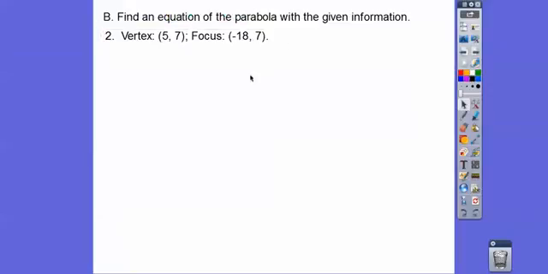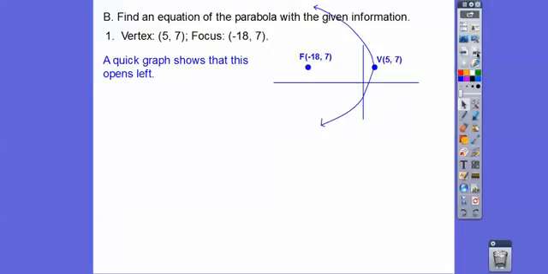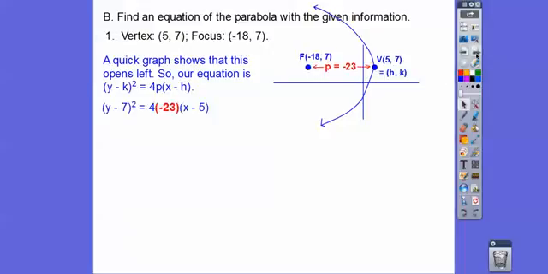Okay, so the vertex is at 5, 7, so over 5, up 7. The focus is at -18, 7. I just drew a real quick rough sketch of that, you guys. So there it is right there. So that tells me it's opening to the left, which means y is being squared and p is negative, okay? So since y is being squared, my HK here is HK, so this 5 goes here and the 7 goes here, and then the P goes right there. It looks like P is what, -23, I think. Okay, so plugging all that stuff in, we get that, and then simplifying, we get that right there.